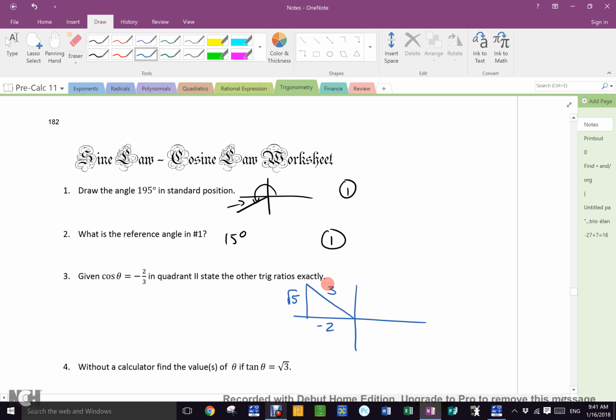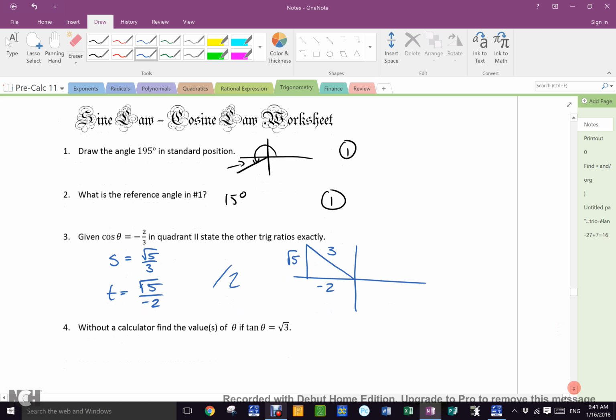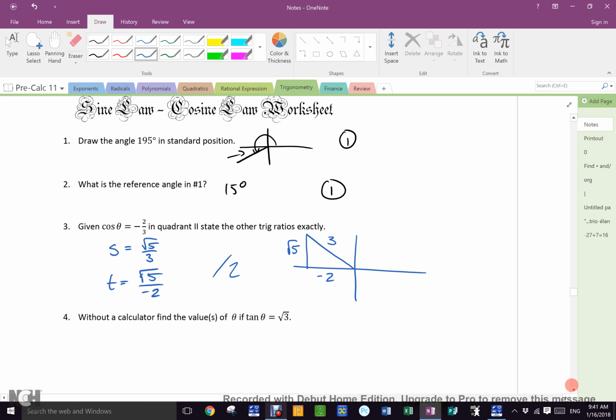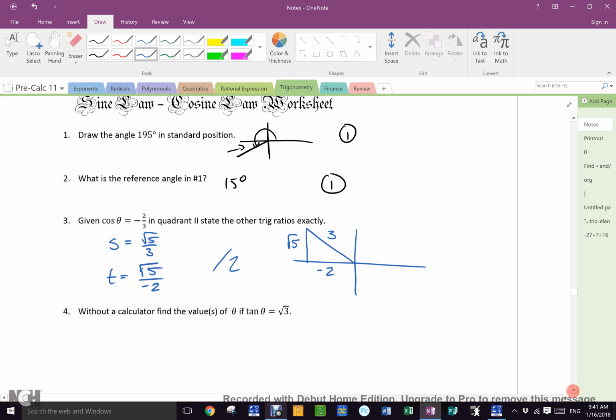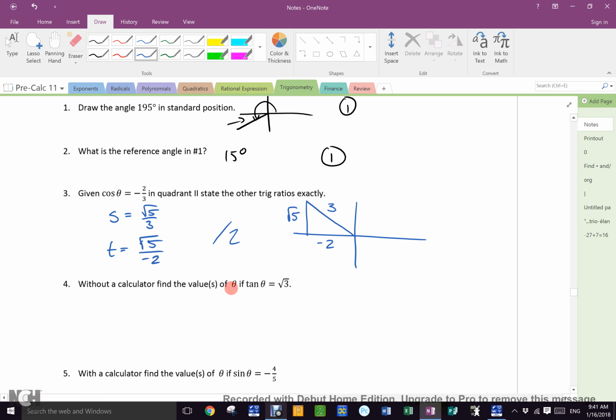The other two trig ratios, sine is root 5 over 3. And tan is root 5 over negative 2. And that's worth 2 marks because this is the only thing you needed to do. Everybody cool? Anybody need it explained? Once, twice, thrice? Okay.